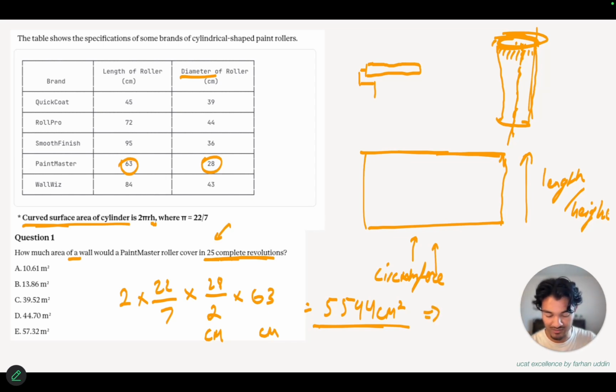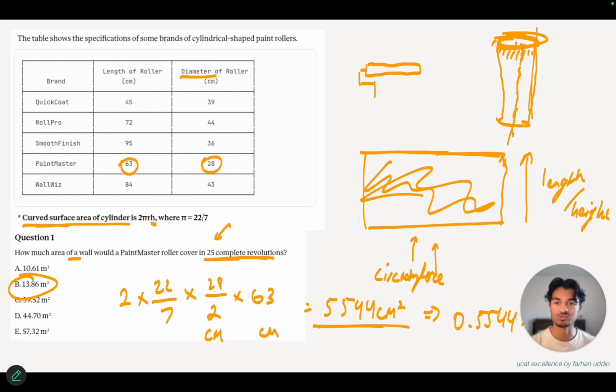We do that by dividing by 100 and then dividing by 100 again, giving us 0.5544. And now if this is 1 and we need to find 25, we multiply by 25, giving us our answer of 13.86 meters squared. So quite a complicated question here, but this is how we go through it. Once you understand conceptually what's going on here with the area covered by the paint roller and the curved area of the cylinder, then this becomes doable.